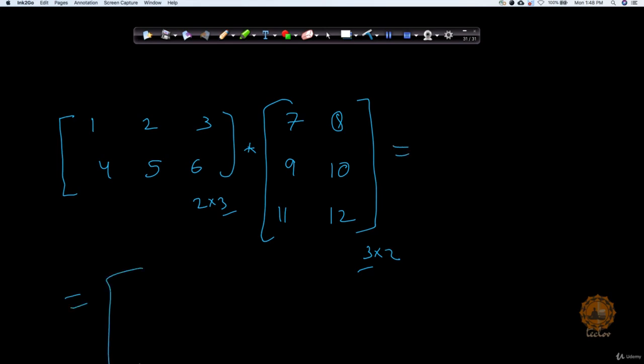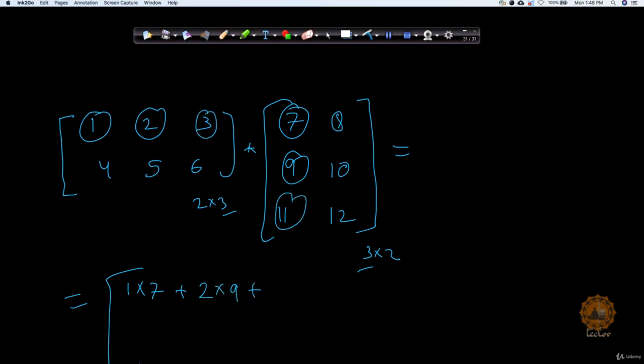I'm going to tell you the first term, how we can get it. The first element of this will be multiplied with this. So I will say 1 cross 7, plus 2 into 9, plus 3 into 11. This is how we get our first term, and if you count it up, it will come out to be 58.